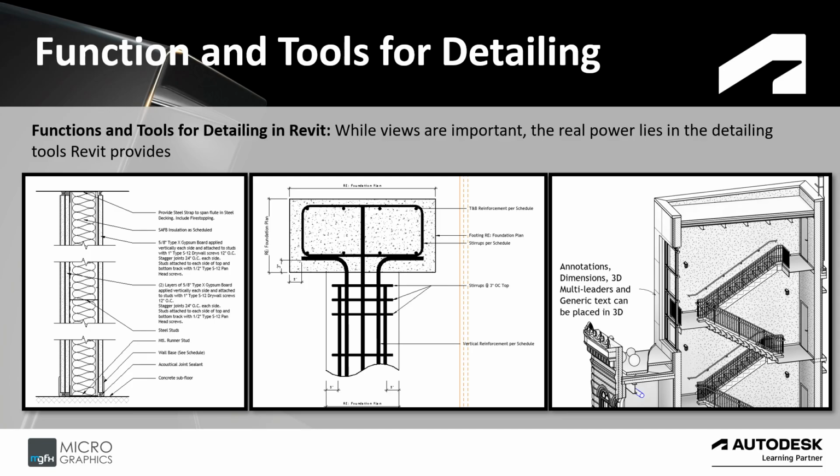So the type of controls that you do have is detail components. You have the line work tool, filled regions, detail lines, tags and annotations, keynotes and keynote legends, detail groups, drafting views. It's basically AutoCAD in Revit. You have the same draw and modification tools, including splines. You have view templates and filters, and then you can also detail in 3D.